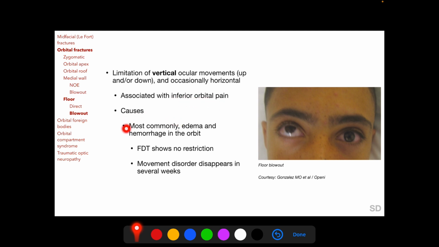The most common cause of limitation of ocular movements is edema and hemorrhage in the orbit, and not entrapment of muscle and/or soft tissues in the fracture, and this is very important to remember. When the ocular movement restriction is due to edema and hemorrhage in the orbit, FDT shows no restriction, and the movement limitation disappears in several weeks when the edema and/or hemorrhage subsides.